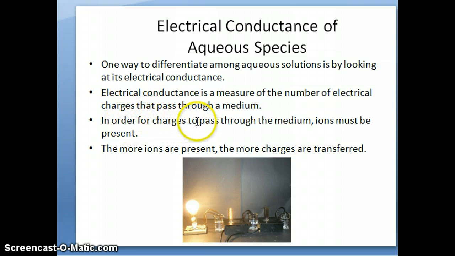Now, one thing that's important to understand here is that in order for the charges to pass through the aqueous solution, the medium, the ions must be present. So in other words, the reason why this light bulb is shining very brightly is because there are a lot of ions in the solution that's made up in this beaker. Vice versa, when you have something where the light bulb doesn't turn on at all, that means that even though the solute is dissolved in water, it doesn't produce any ions, okay? And that's really the basis of the way we differentiate among different types of solution.